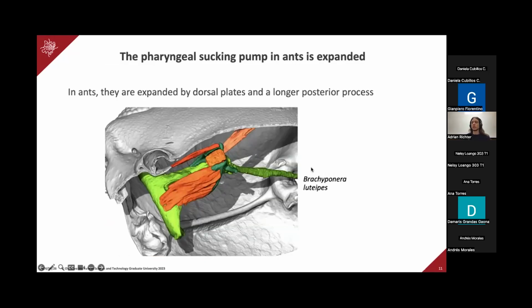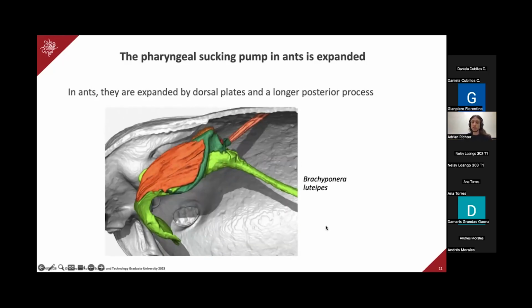And now I want to look at that same structure in a typical ant species. So this is in a Brachyponera, a ponerine ant. And you immediately see that the configuration is a little bit different. So first of all, these posterior processes are enlarged, where these front and back muscles attach to, and they project more sideways from the sucking pump. Then we see that the transverse muscle is attaching to this dorsal plate, to this dorsal expansion of the oral arms.